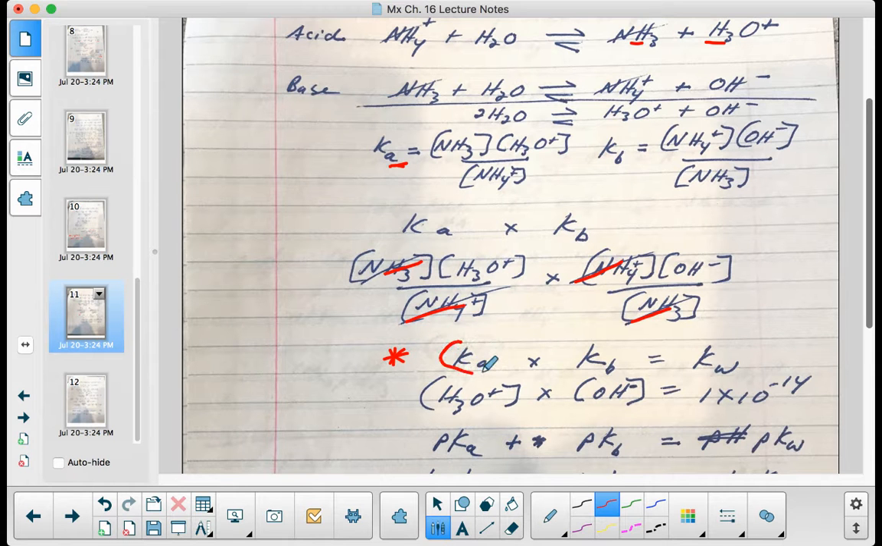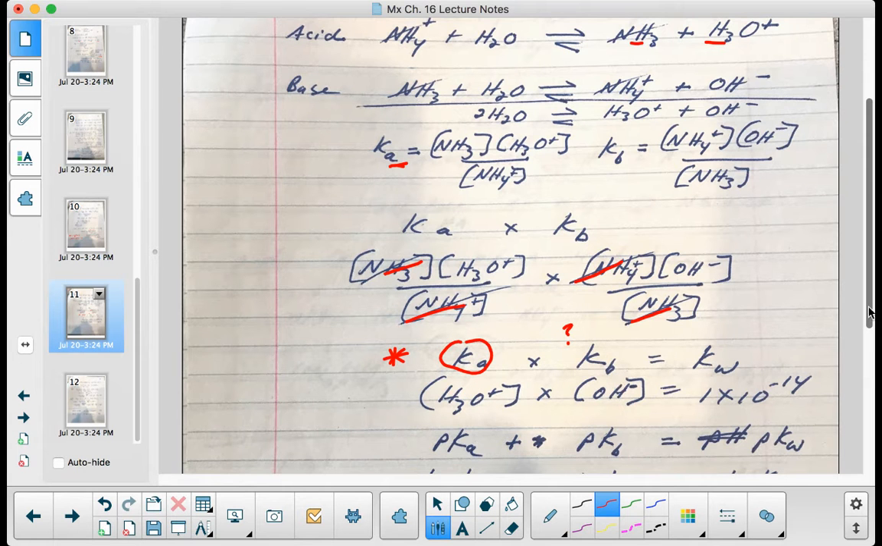So then what we can say is that if we know, for instance, the Ka of a weak acid, and we're trying to find, let's say, the Kb of its conjugate base, all we have to do is multiply those together. This would be my variable, and set it equal to Kw, which is that 1 times 10 to the negative 14. Because if I take the Ka expression times the Kb expression, we can see that what we end up with is just that product of H3O positive times the OH ion.